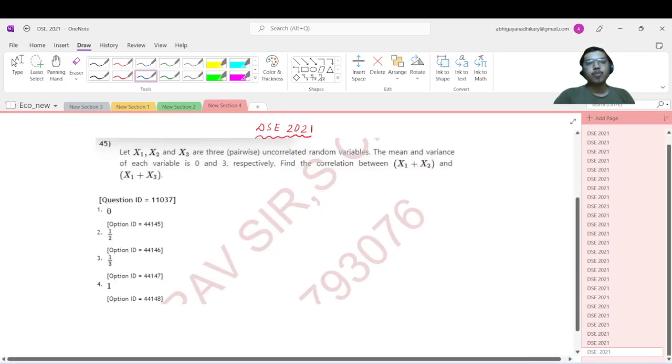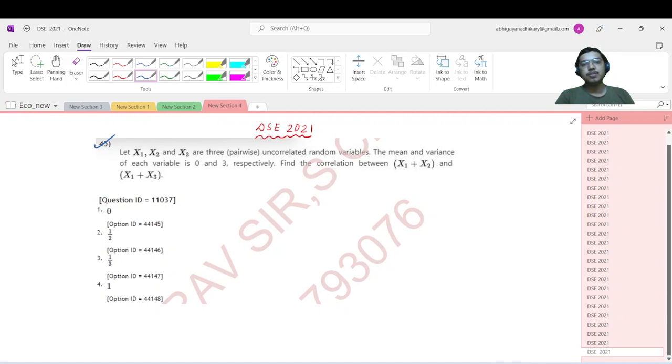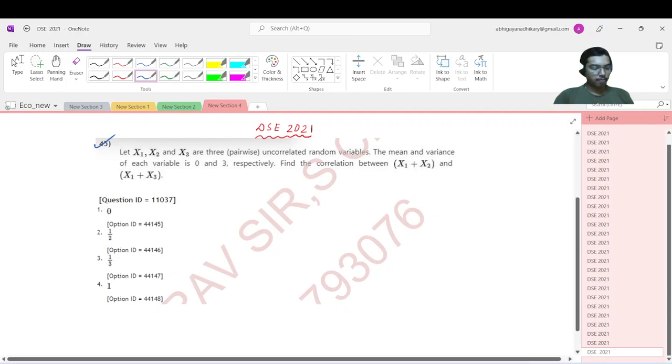Okay. So now moving on to question number 45 of the DSE 2021 paper. Let x1, x2, x3 be three pairwise uncorrelated random variables. That means uncorrelated random variables basically means that the covariance between any two of them is 0. Covariance x1, x2 equals covariance x2, x3 equals covariance x1, x3, which equals 0. The mean and variance of each variable are 0 and 3 respectively.